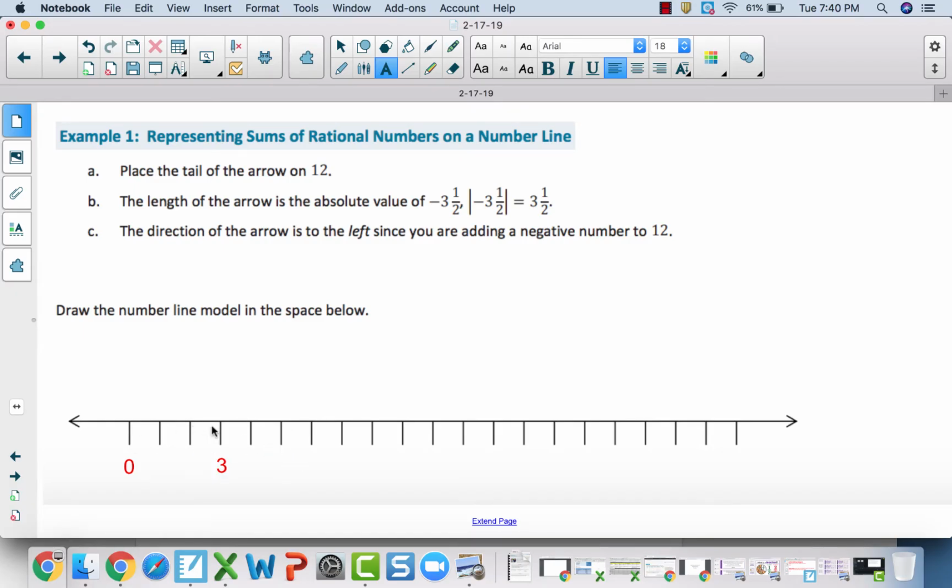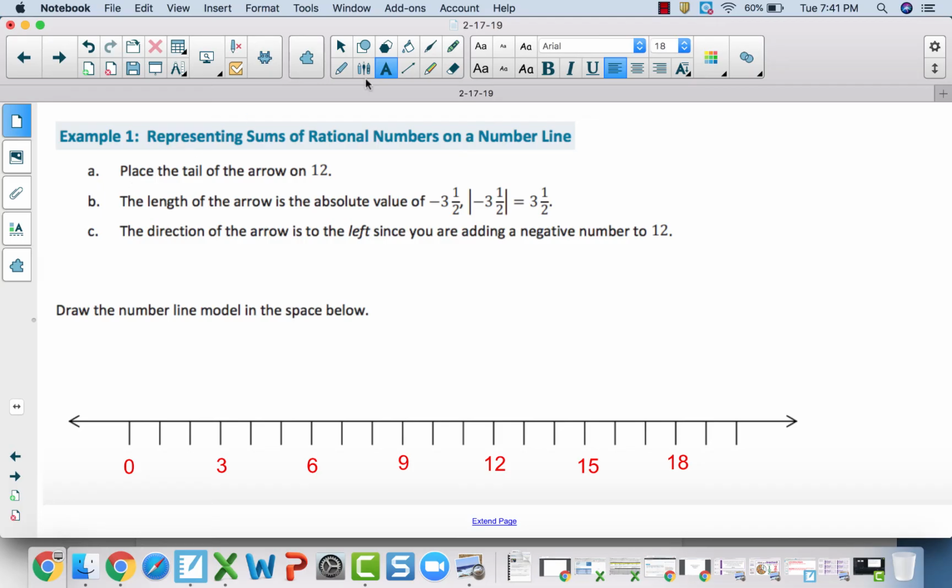So 0, 1, 2, 3, 4, 5. This would be 6 right there. Move it over a little bit. 7, 8, 9 right there. 10, 11, 12. Right there, 13, 14, 15. Now, it is okay for you to label every single one. All right, so you can have it 1, 2, 3, 4 all the way up, or 0, 1, 2, 3, 4.